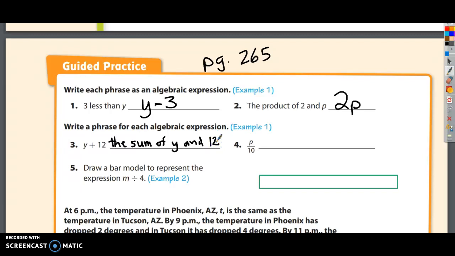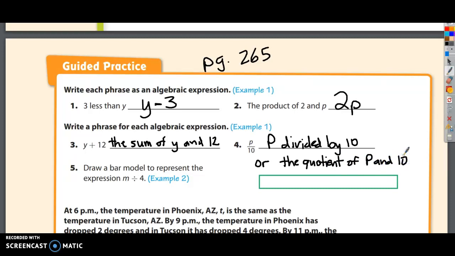Number 4, p over 10. If you want to be simple, you could write p divided by 10. You could write the quotient of p and 10. I'm just going to go simple on this one. I'm going to do p divided by 10. Again, if you wanted to be a little bit more complicated, I'm going to do 2 answers. Or another answer would be the quotient of p and 10. Both of those work.